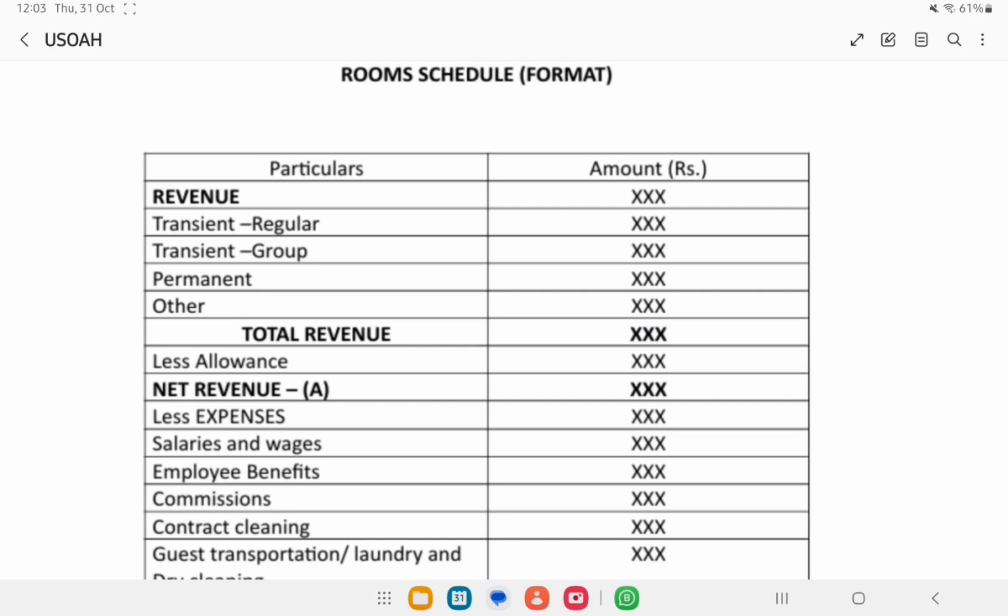Now, directly after finding the total revenue, we will deduct the allowances.